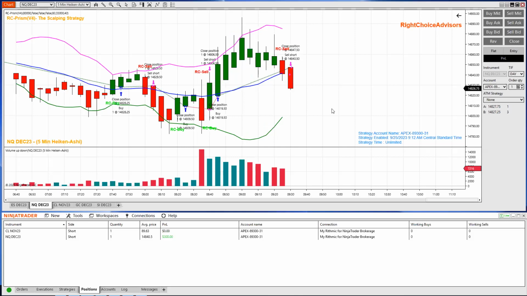Yes, on the 5-minute chart, there is a short. It is going down. Nasdaq is going down, and it went down nearly 30, 40 points.